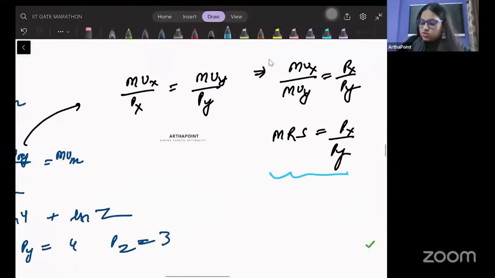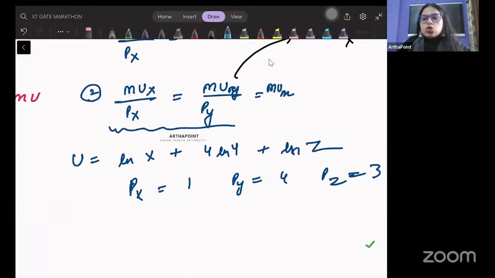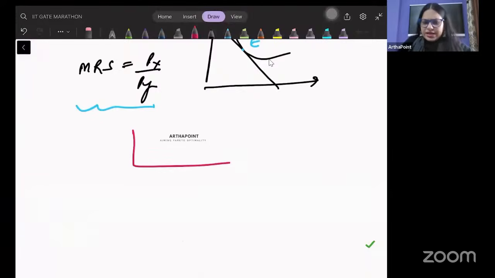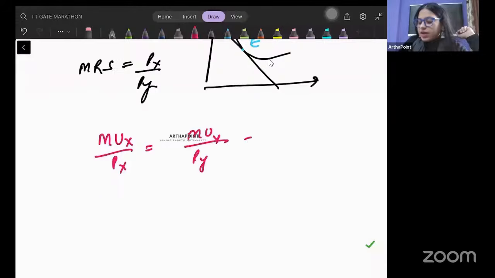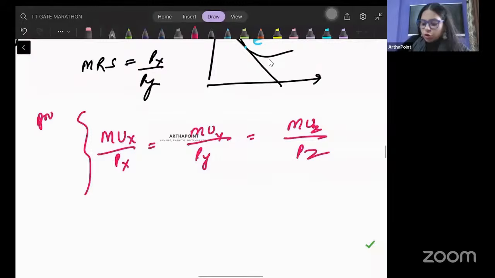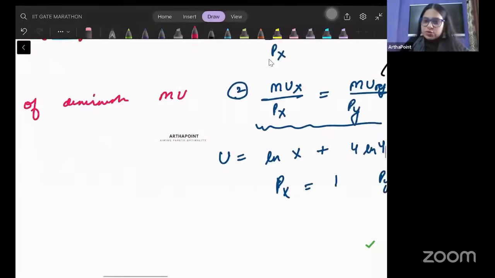Now if I have three goods involved, then I will have some 3D diagram, right? There are goods x, y and z. You don't have to start imagining what will happen in the 3D diagram, but you can still follow the same rule. You can still say that MUX by PX must be equal to MUY by PY, which must be equal to MUZ by PZ. So it is applicable to multiple goods. The number of goods will not impact my solution. You have to remember that. On this there is a problem question and you must solve that question.